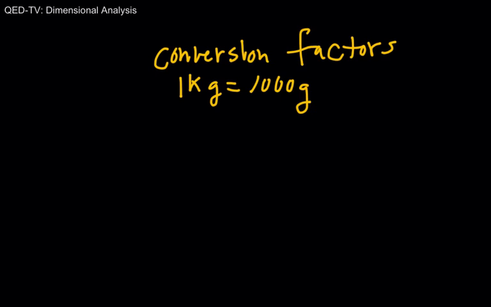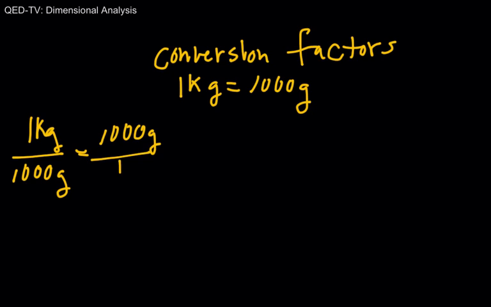And there's two ways that I write this as a conversion factor. I would write it as 1 kilogram over 1,000 grams. I write these as fractions. I could also write this as 1,000 grams over 1 kilogram. I could write this either way, and the way I'm going to write it will depend on what I'm converting from and what I'm converting to. So it's very important to understand that for every conversion factor you can think of, there's two ways to write it.